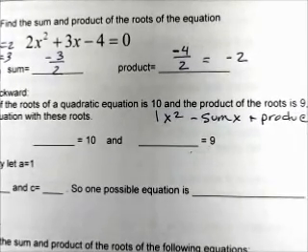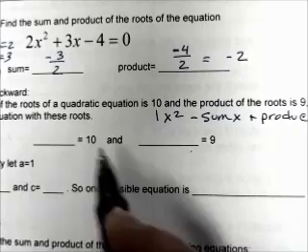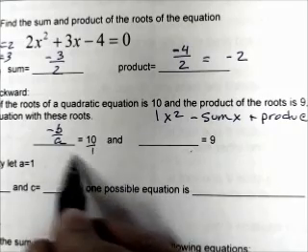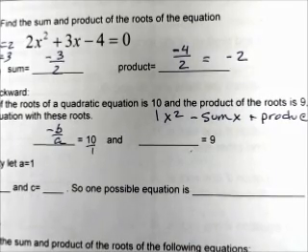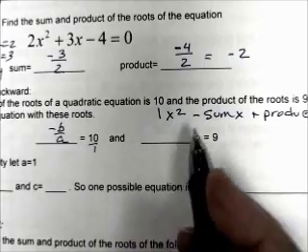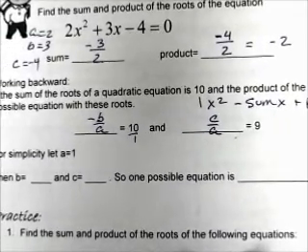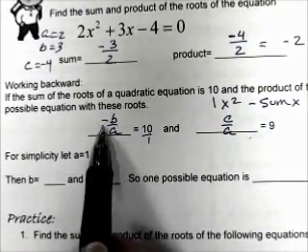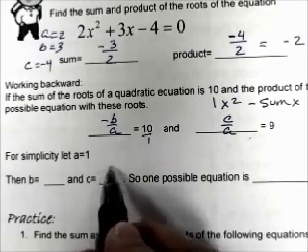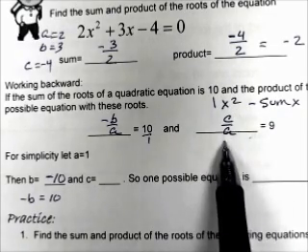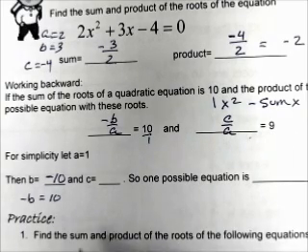Otherwise, if we think of it this way, the sum, which is negative b over a, has to equal 10 over 1. So a is 1. For simplicity, we'll let a equal 1. And the product is 9, so c over a has to equal 9. Then if negative b equals 10, right, negative b equals 10 from above, then b equals, divide by negative 1, b equals negative 10. And if c over a, c over 1 equals 9, then c equals 9.